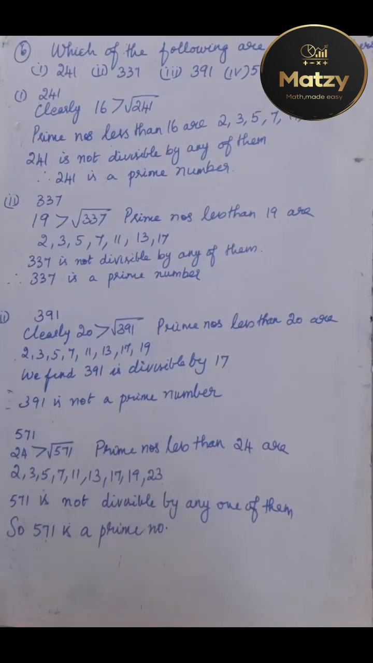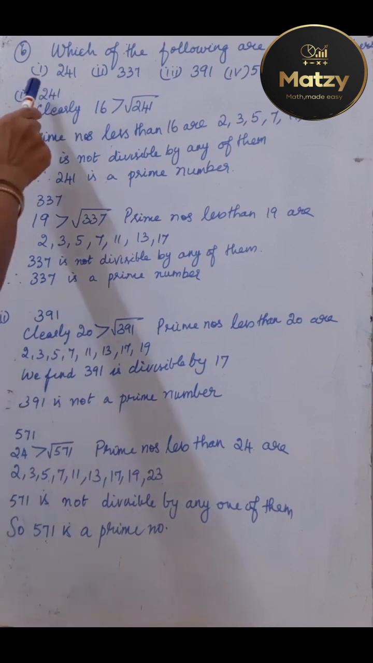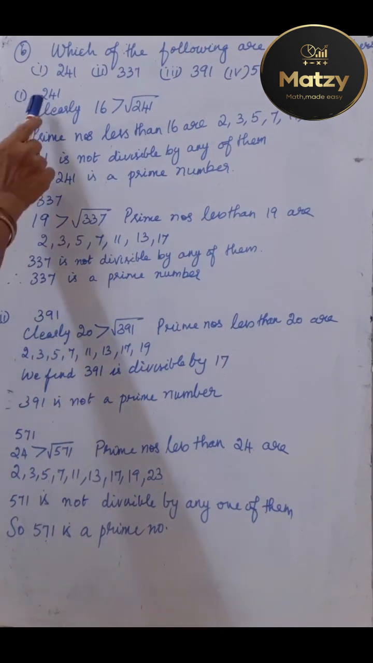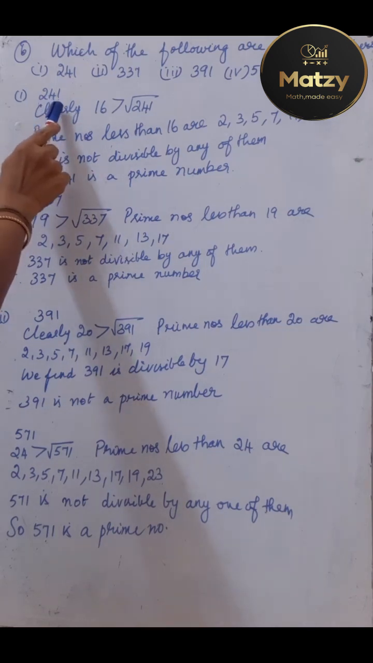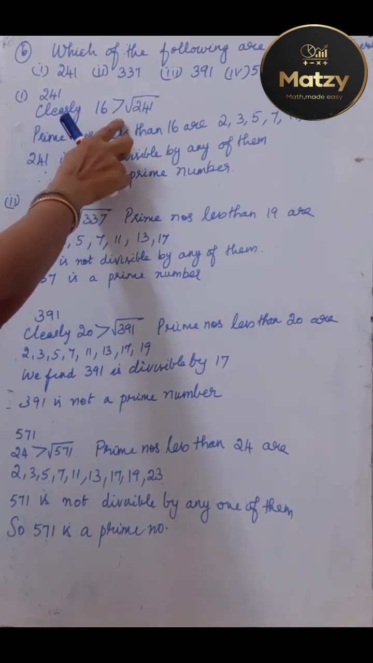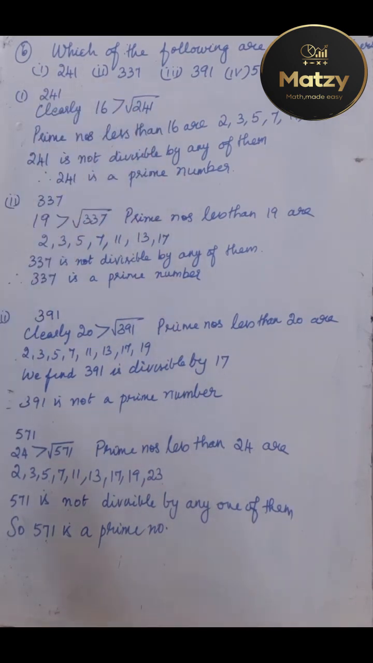Now, this is one question from R.S. Agarwal book. Which of the following are prime numbers? That is the question. 4 numbers are given. First number is 241. You have to find out the square number which is greater than 241. So for that you should be thorough with all the perfect squares. 16 square is 256, which is greater than 241. So what is the square root of 256? That is 16. I wrote 16 is greater than square root of 241.